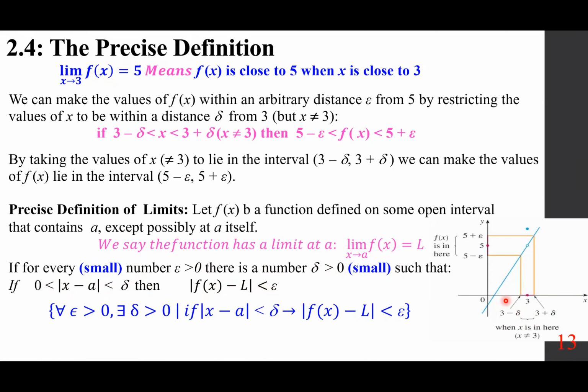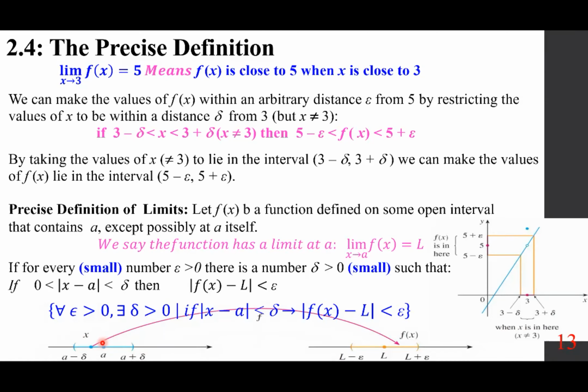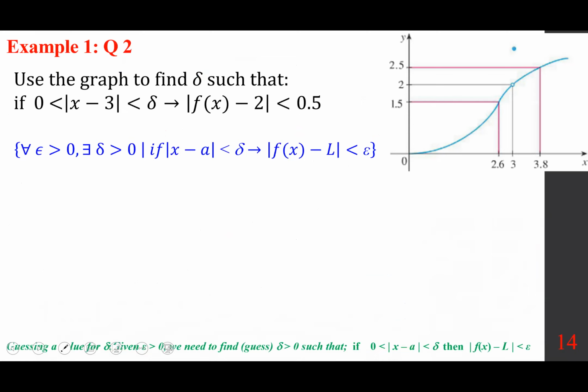Then there is a value such that the distance for x is delta, for L or f of x is epsilon. And what it really says, if a is here and we are within the vicinity of a by delta, that means a minus delta and a plus delta, it maps to f of x within L. That means L plus epsilon, L minus epsilon. That's the definition.